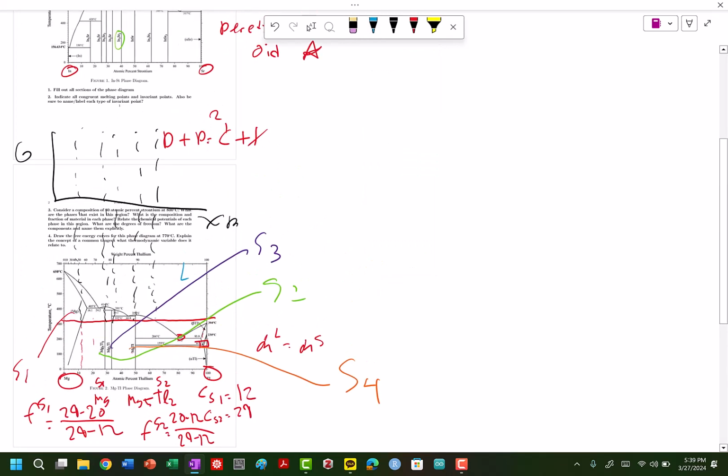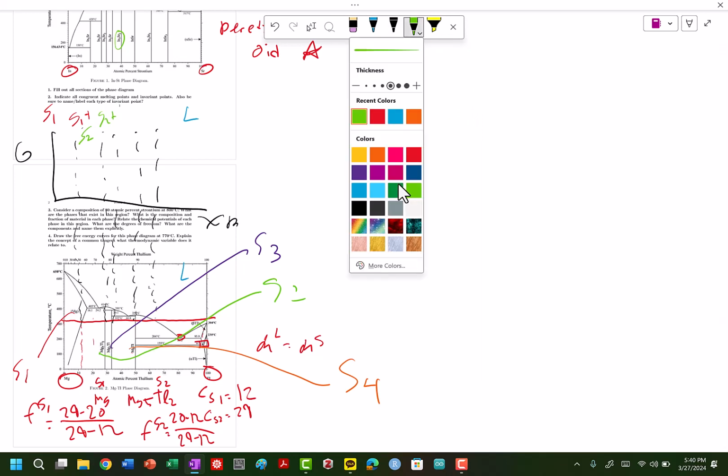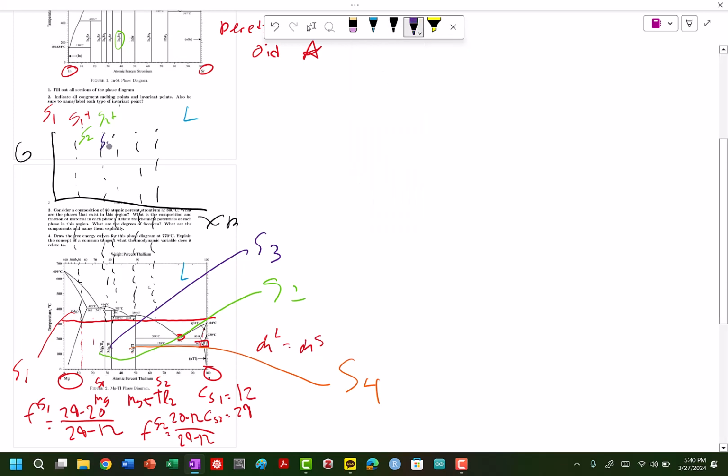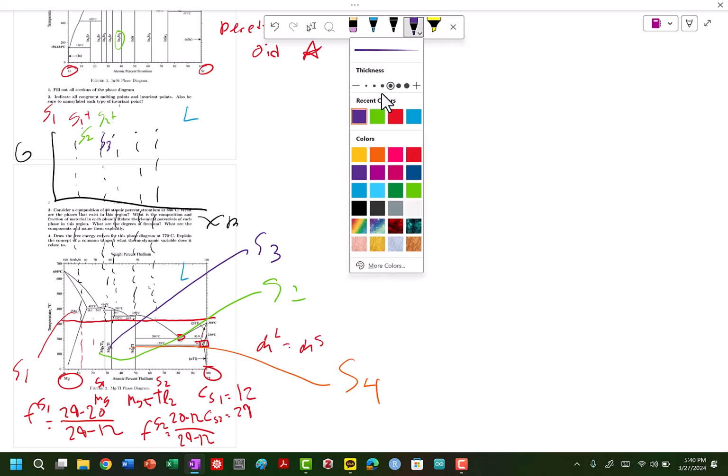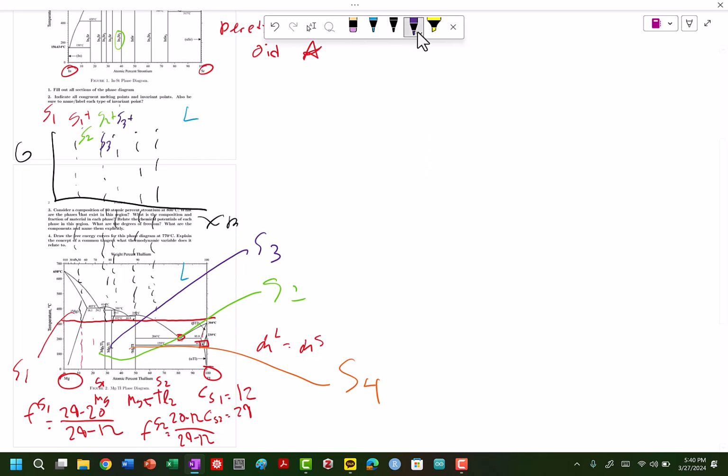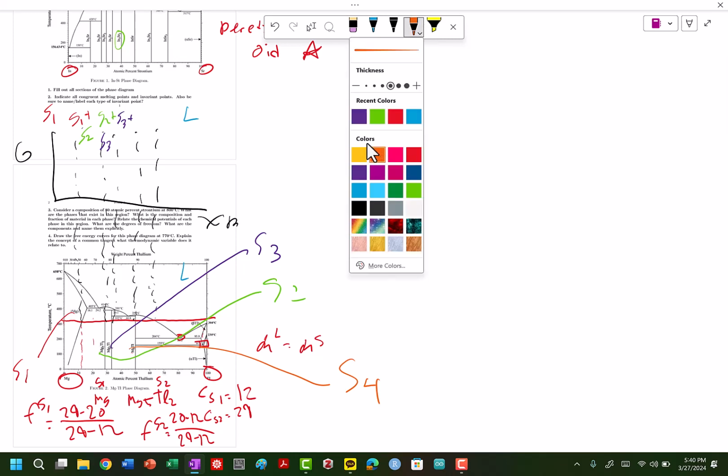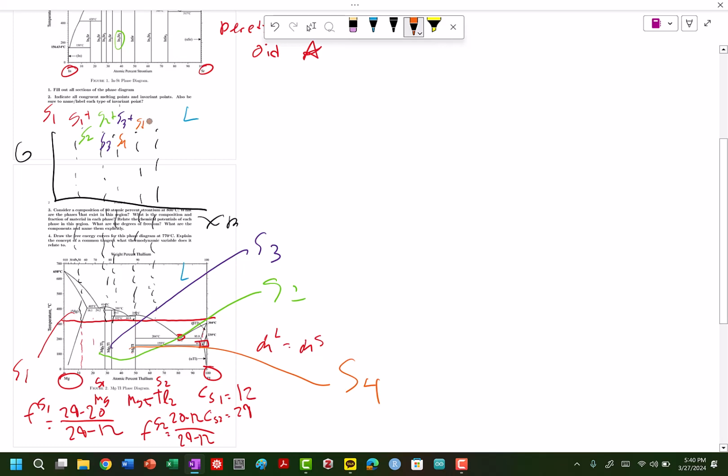So when I'm going through here, let's erase this. I've got liquid here. I've got my S1 here. Then this is going to be S1 plus my S2. This will be S2 plus my S3. And this will be S3 plus my S4, which is my orange. And this will be S4 plus my liquid.